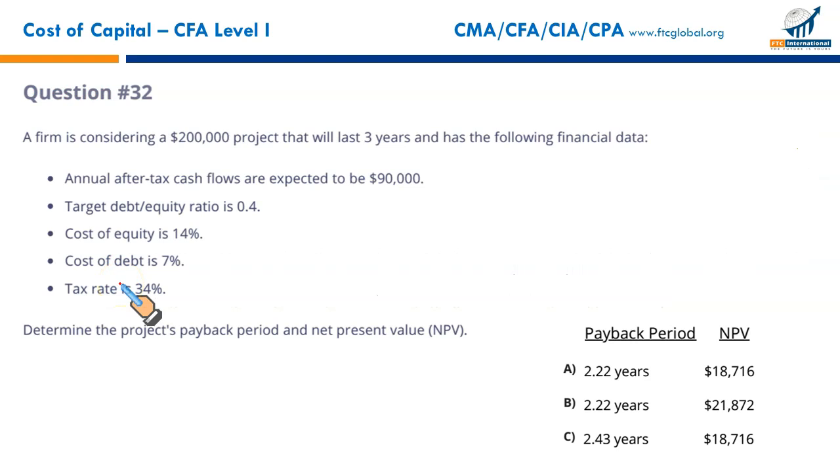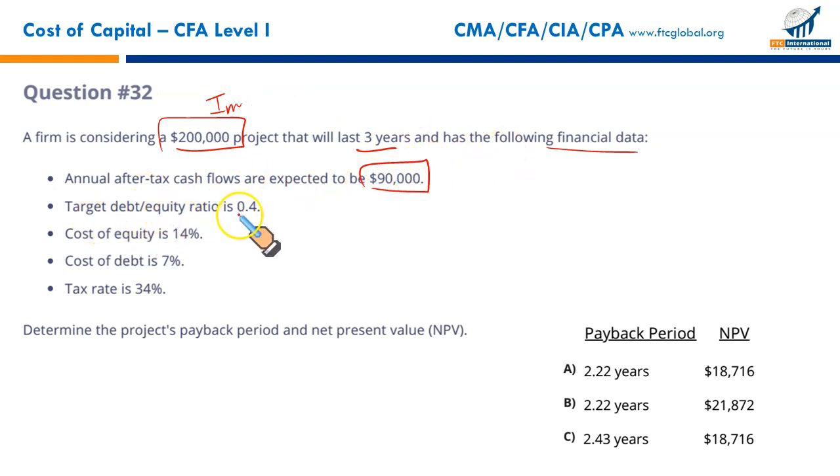Next. A firm is considering a $200,000 project that will last 3 years and has the following financial data. So this is your initial requirement of funds. The project will last for 3 years and it has the following financial data. Annual after-tax cash flows are expected to be $90,000. This is your initial investment. And this is your annual recurring cash flow for 3 years.